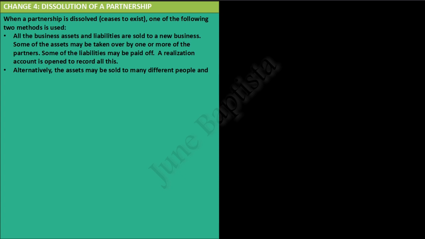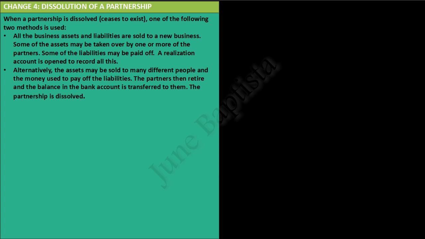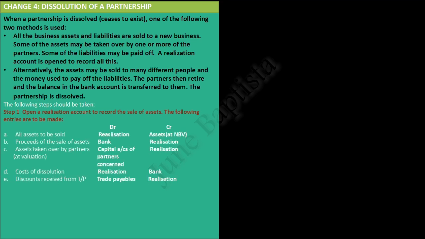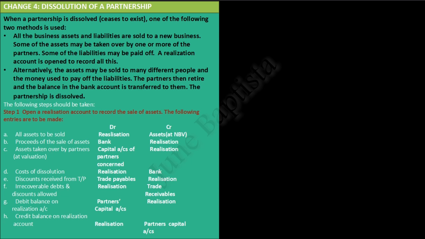Alternatively, the assets may be sold to many different people and the money used to pay off liabilities. The partners then retire and the balance in the bank account is transferred to them. The partnership is then, therefore, dissolved. Let us look at the steps that have to be taken. Step 1. Open a realization account to record the sale of assets. Study all the entries that have to be made carefully.